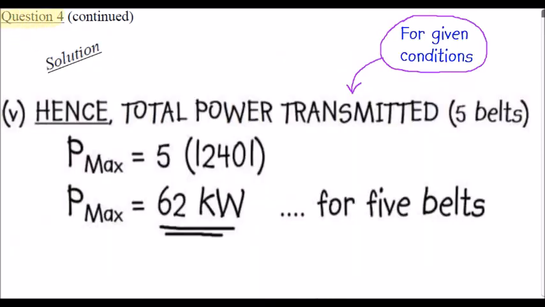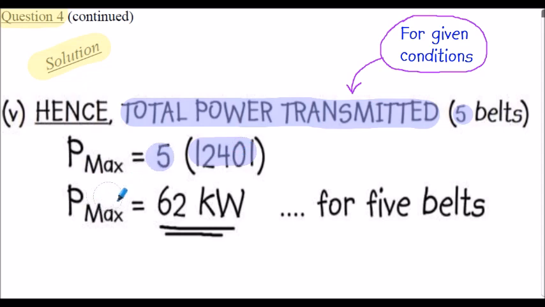Question 4, solution continued. So for the total power transmitted for the given conditions for 5 belts, we simply multiply the power transmitted from one belt by 5. So the maximum power this system can transmit is approximately 62 kilowatts. That's for the 5 rope belts.